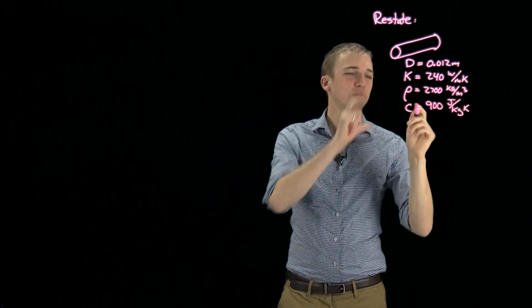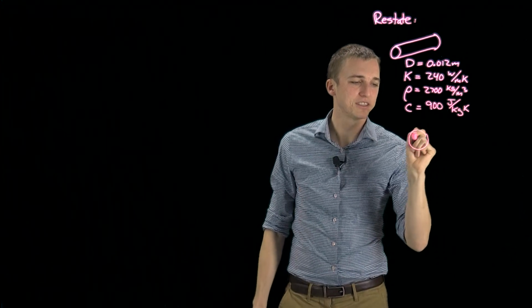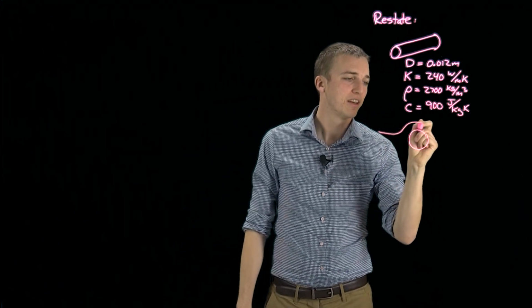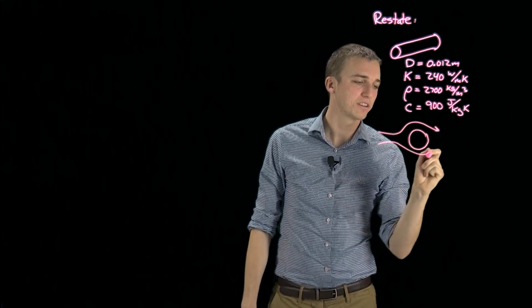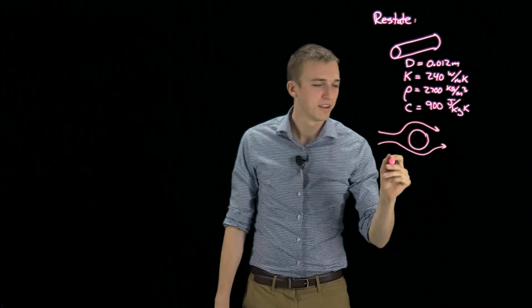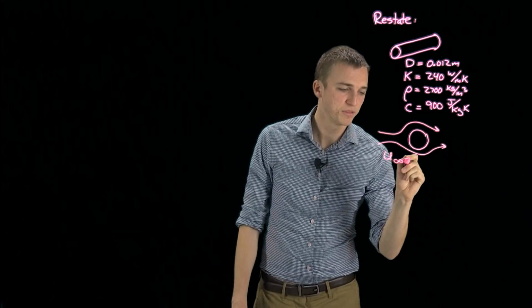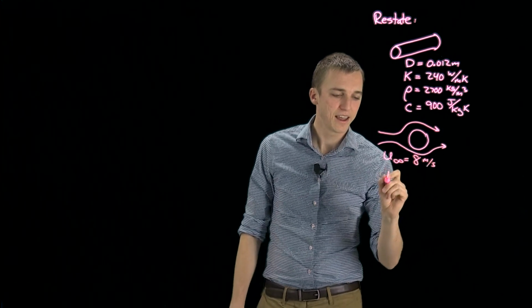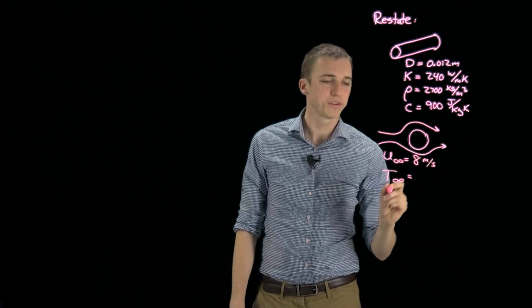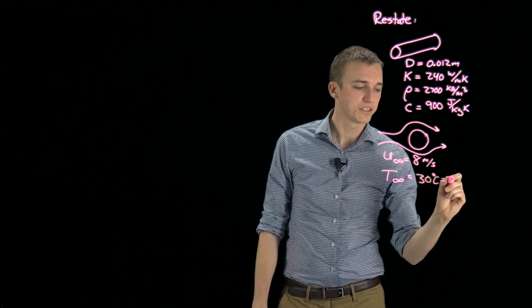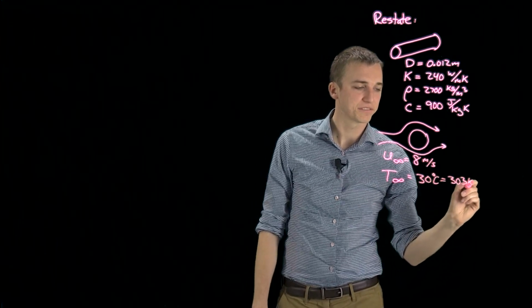Okay, switching this around a little bit, now we have our cylinder, so looking at the end, the cross section, and going over this long cylindrical rod is some air. We call this cross flow. This air is moving at a speed of 8 meters per second, and it has a bulk fluid temperature of 30 degrees C, which is 303 Kelvin.